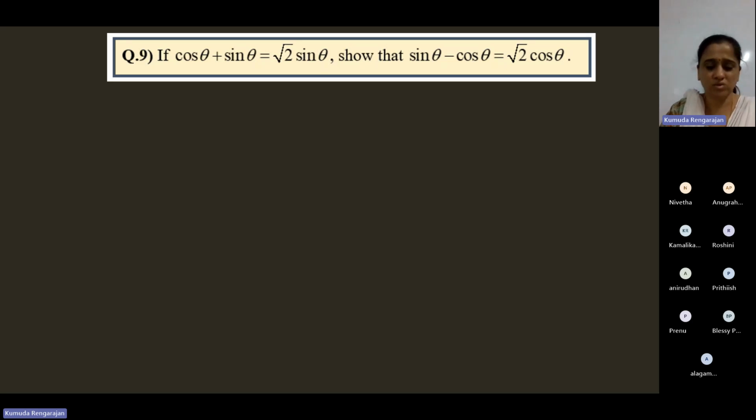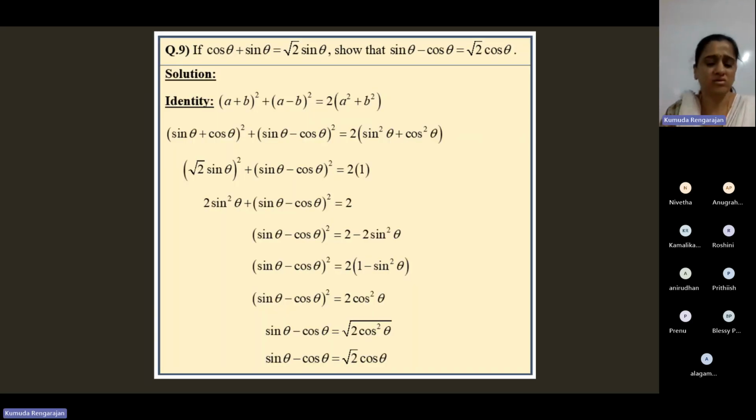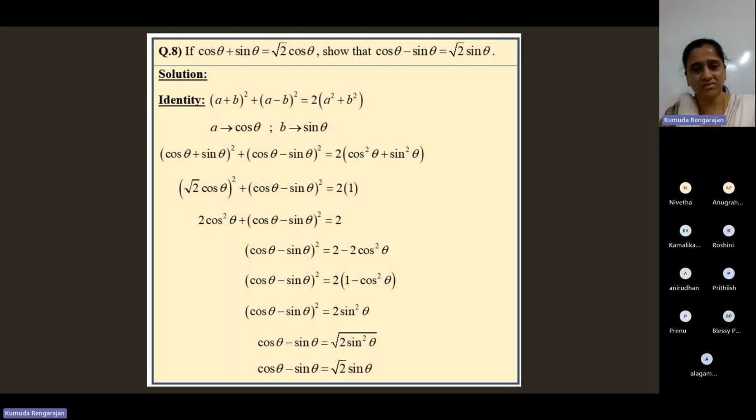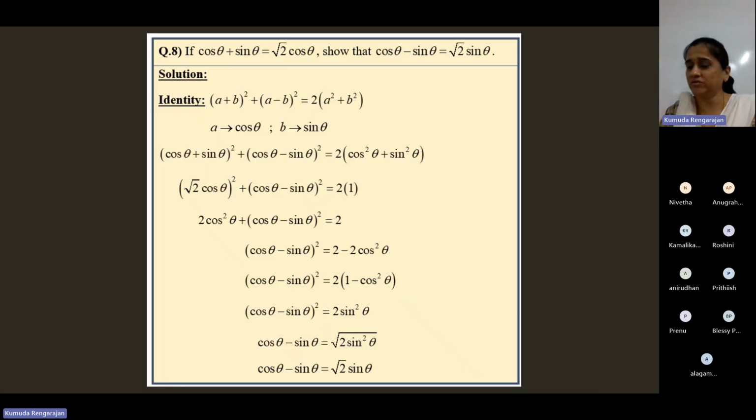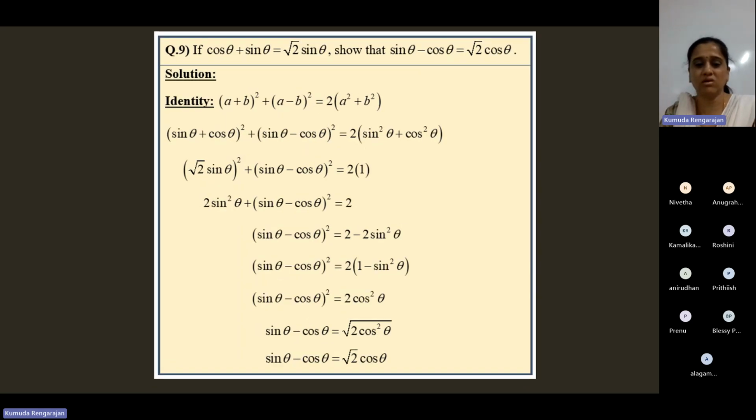Okay, similar question, so you can do this yourself. Here cos theta plus sin theta is given, and you'll have to find cos theta minus sin theta. Here also the same thing is given, cos theta plus sin theta, but the value is different, root 2 sin theta. Otherwise, the procedure is going to be the same. We don't have to do this again; you can work it out yourself later.